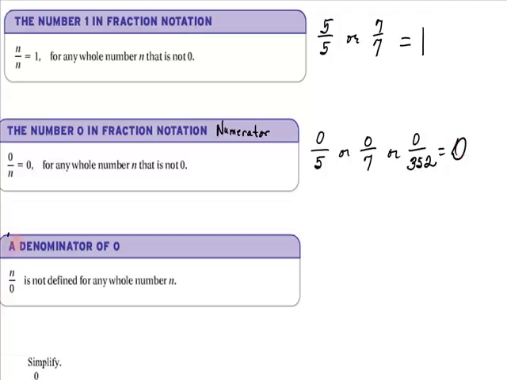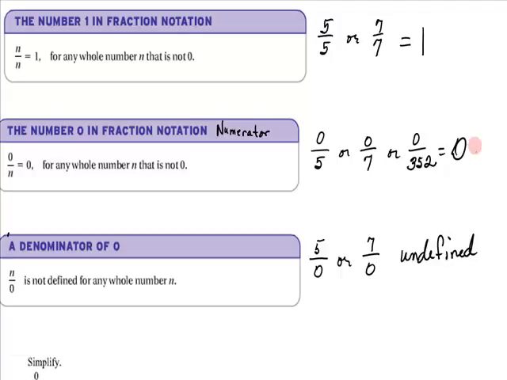But if the denominator is 0, if you have a number divided by 0, this is not defined for any whole number. In other words, if you have 5 over 0 or 7 over 0, those are undefined. If you were to even try it on a calculator, it would give you an error message.